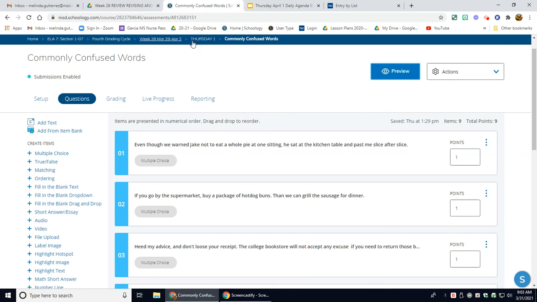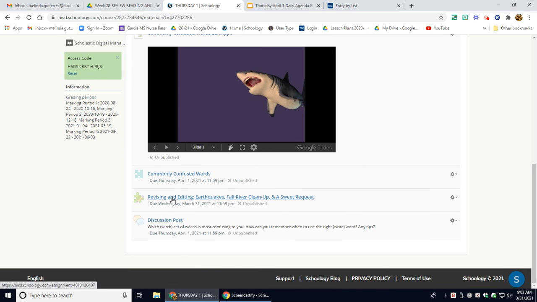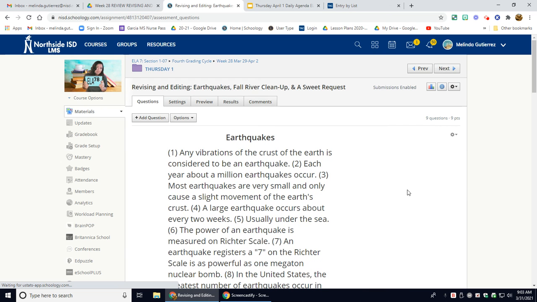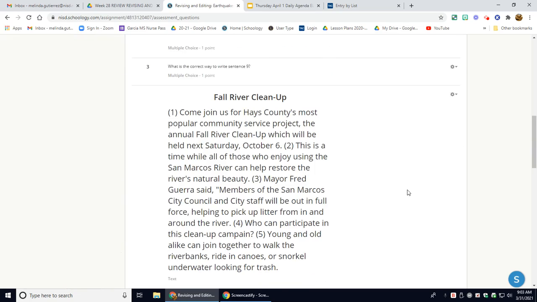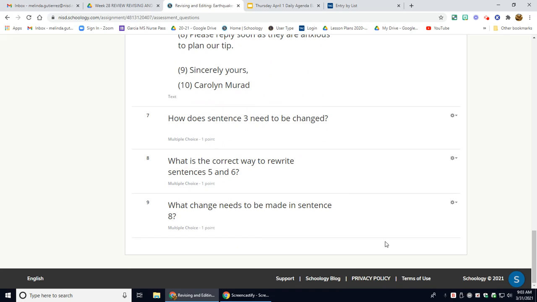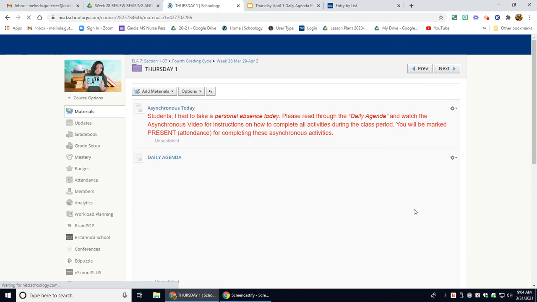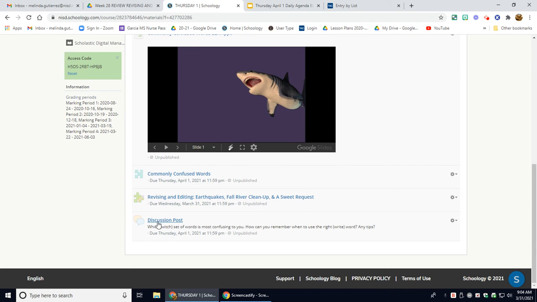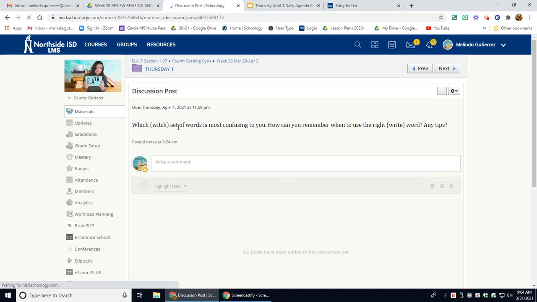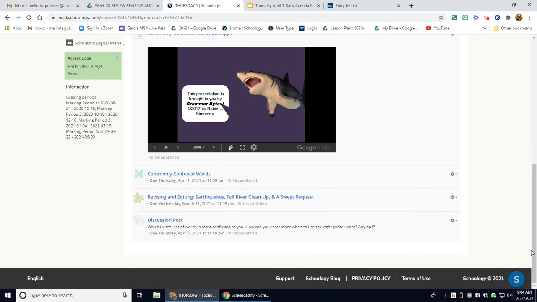When you are done with that, then there are revising and editing questions. So you'll read this passage, and then there are about 3 questions that go with each excerpt. So go ahead and answer that. There is a discussion post that you must answer as well. Which set of words is most confusing to you? How can you remember when to use the right word? Any tips? And then I'll also add that extra practice for commonly confused words if you have more time.